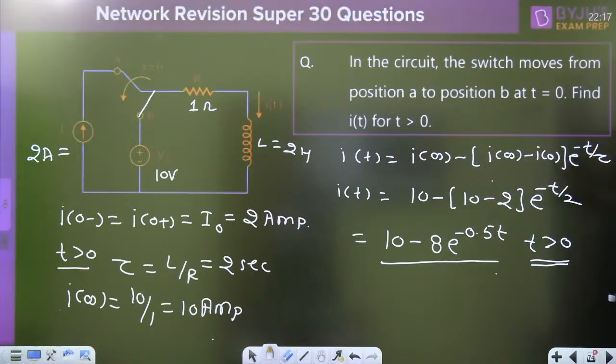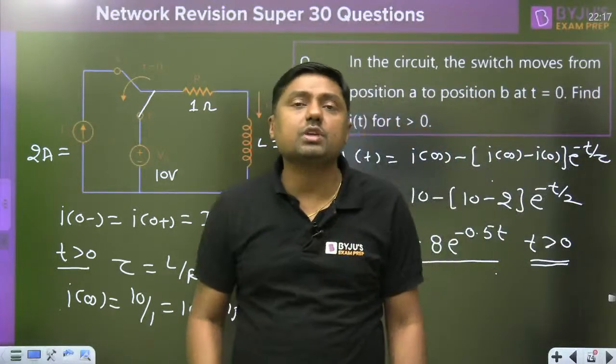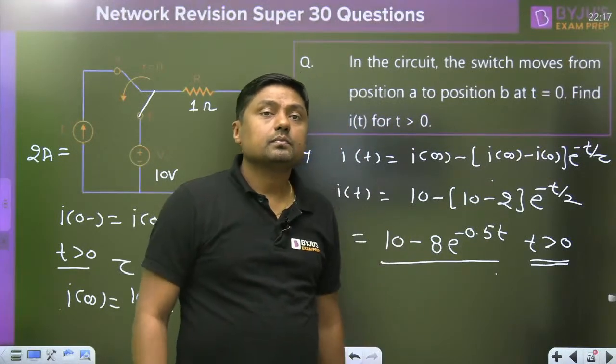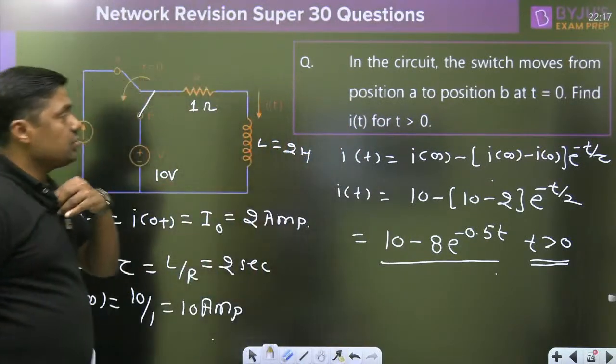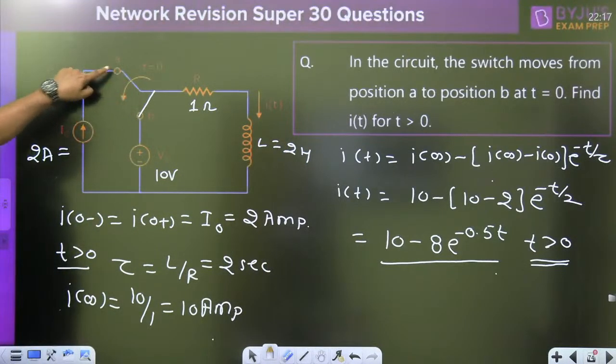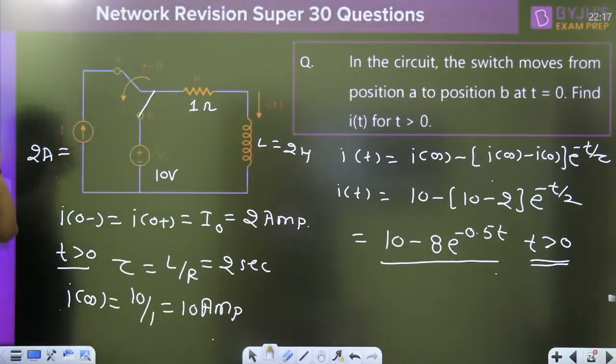Any doubt in this question? It is about the inductor. Normally in electronics we get the question from the capacitor. Yes, what is the doubt here? You can ask. Because initially the inductor is connected here, the I naught, the 2 ampere current, will pass through the inductor.